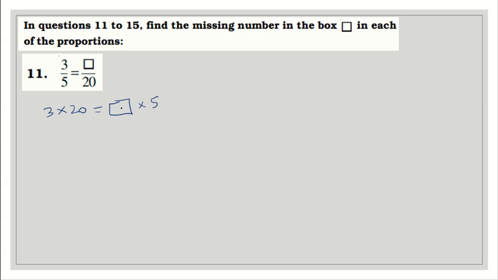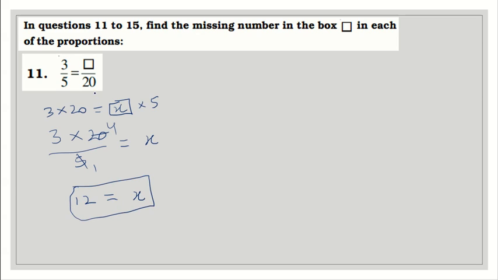Now the missing number, if I assume it as x, then x into 5 is equal to 3 into 20, and this 5 which is multiplying can be transposed to the other side. It does division. So 3 into 20 upon 5 will give that missing number. 5 ones are 5, 5 fours are 20, therefore 3 into 4, 12 will be the missing number which can be written in this box. Okay, so this is the method of finding missing numbers in the box.